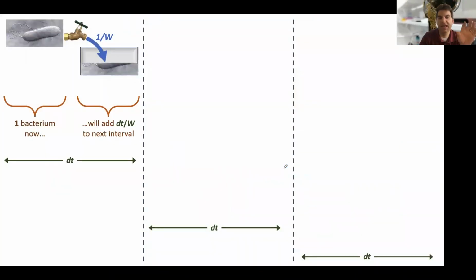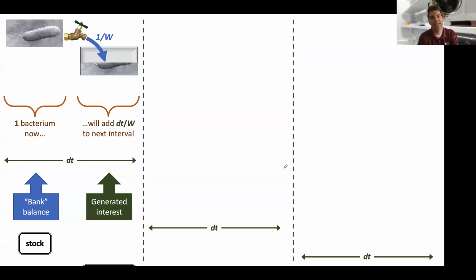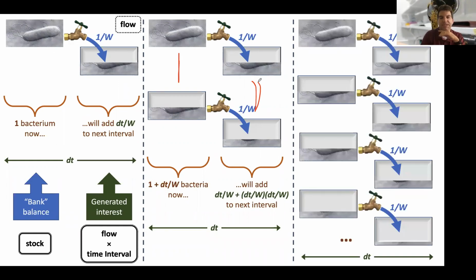So we turned bacterial growth into this bank account model, where we had a bank balance, which is like the number of bacteria that are in the bank, and then this partial flow every DT time units that came out of that was like interest being generated. And then if we move from one compounding period to the next, we got a new balance, a new principal here, and that generated new interest over here, and then that process repeated.